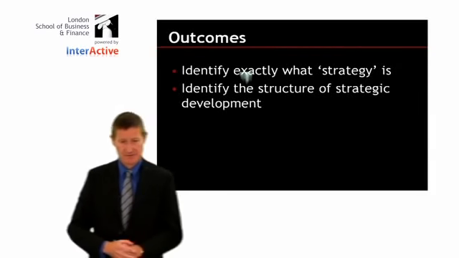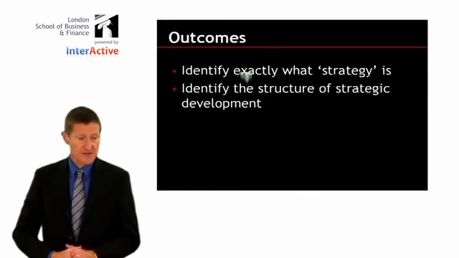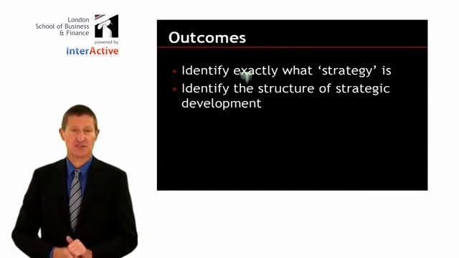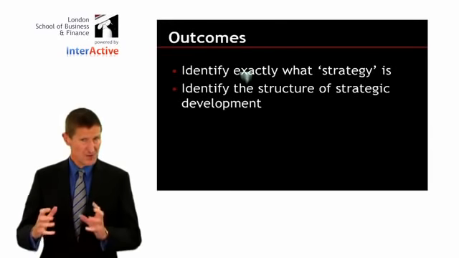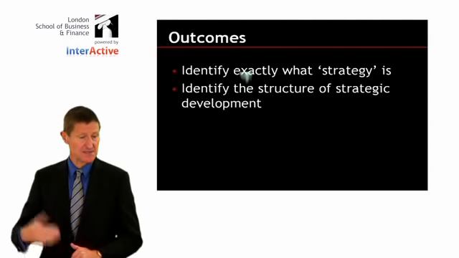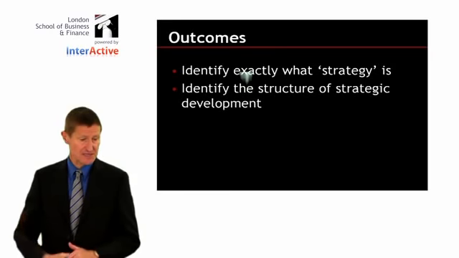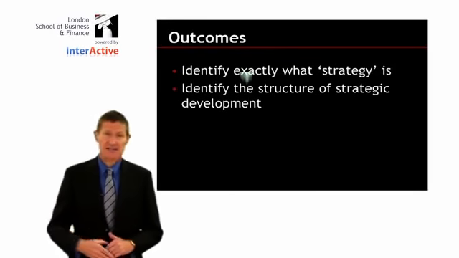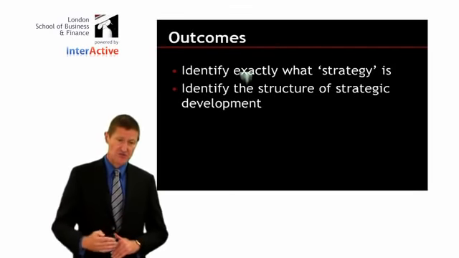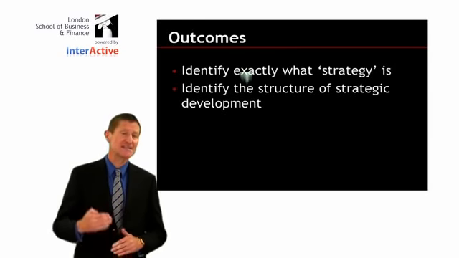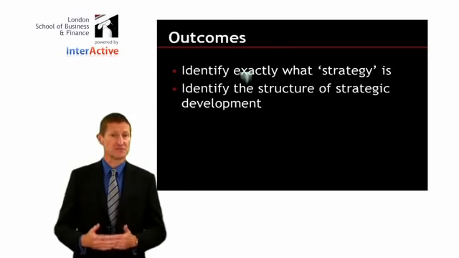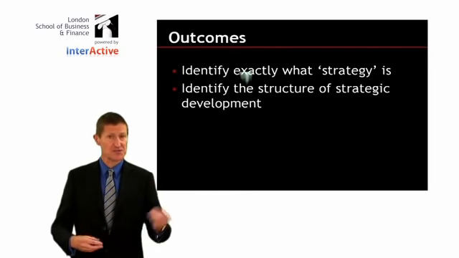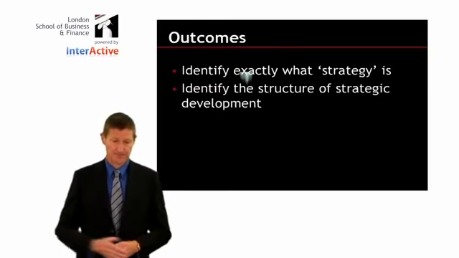The learning outcomes. Two key learning outcomes. Firstly, identify exactly what strategy is. So by the end of this, you'll have a good understanding of what the core elements of a good strategic plan are and the good way of making strategy. And understand the identification of the structure of strategic development. In other words, the stages within the planning process. So at the end of it, we have something that gives results. So we go from the great vision to the implementation.